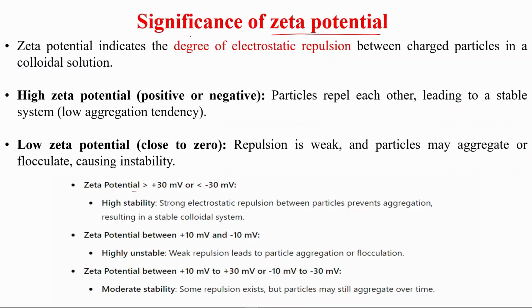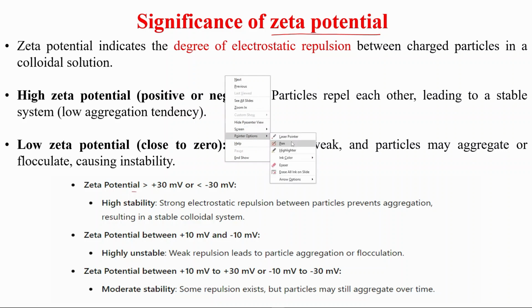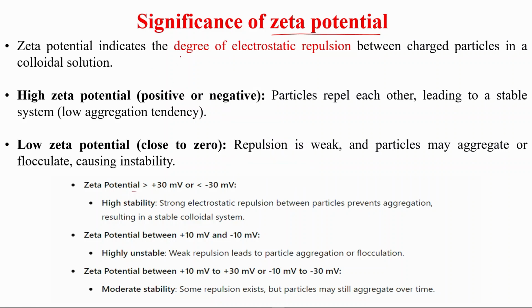Okay, now let us discuss the significance of the zeta potential, why we determine the zeta potential of the colloidal particles in a solution. It's written on the slide that zeta potential indicates the degree of electrostatic repulsion between the charged particles in a colloidal solution. So the higher the charge on the particles, the more repulsion and the more stability there will be. The lower the charge on the particles, the lower the repulsion, and thus aggregation may happen, indicating colloidal instability. So it's written that a higher zeta potential, whether on the positive side or negative side, means particles will repel each other. This leads to a stable system, or there will be a low aggregation tendency for the system.